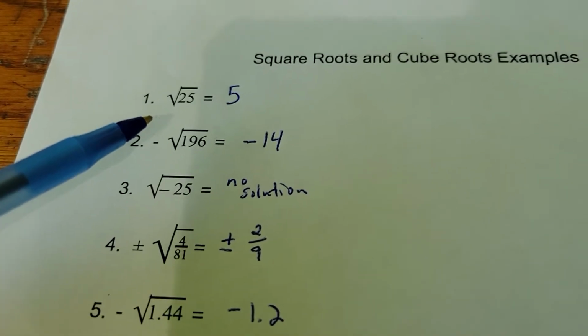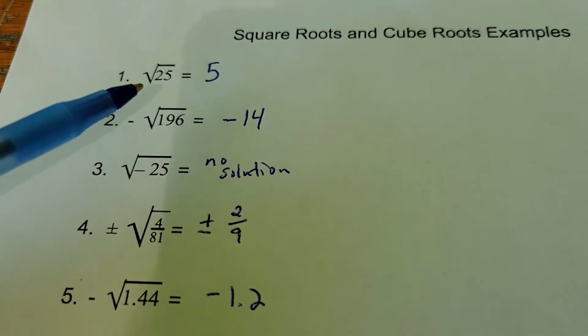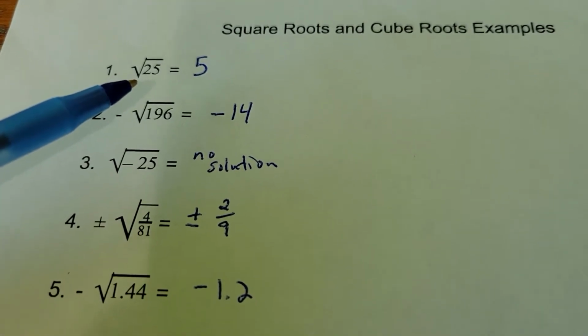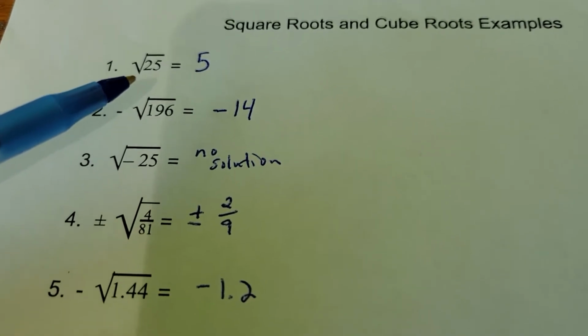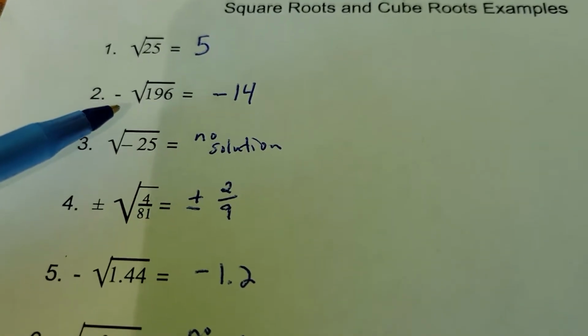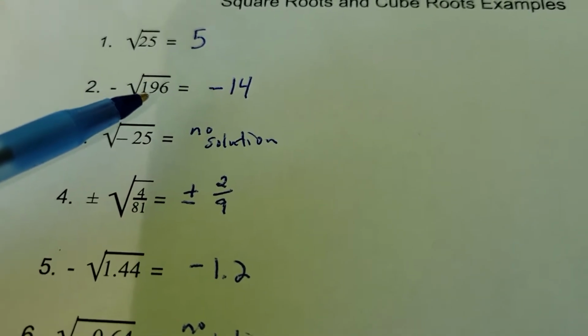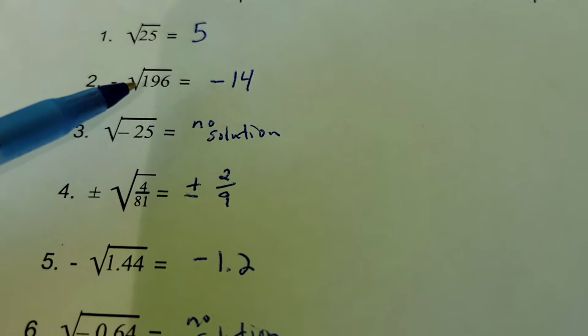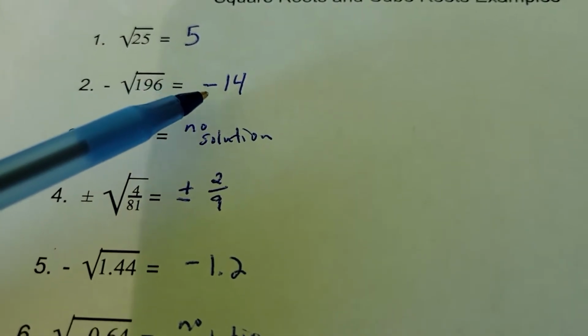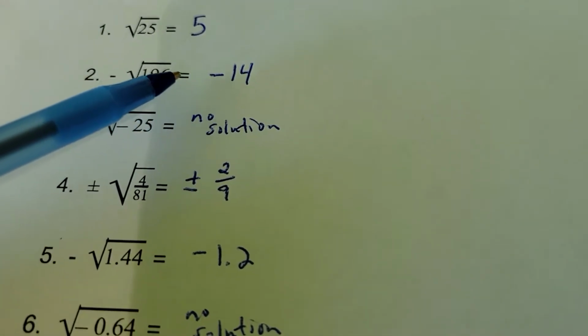All right, now your calculators will come in kind of handy as you work on these, obviously. So it's kind of a requirement. You'll need calculators for roots. Now, notice how I have a negative sign on the outside of this one. The square root of 196 is 14. However, because that negative sign's on the outside, I put negative 14.